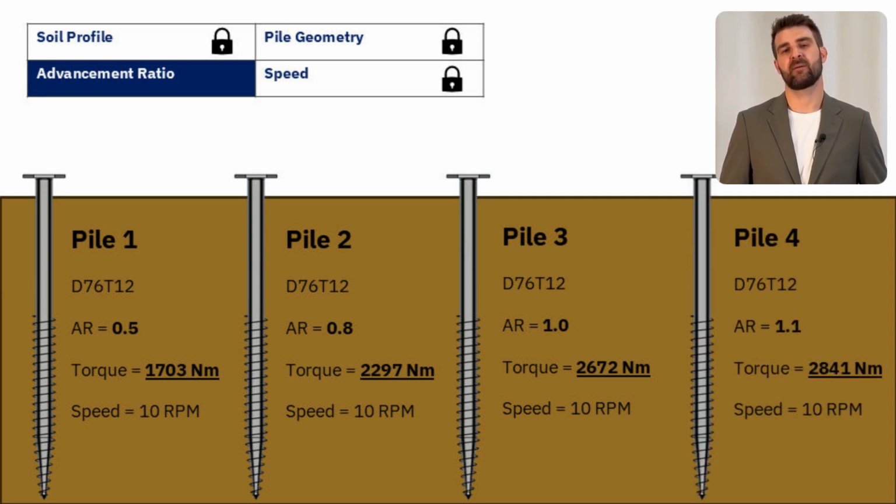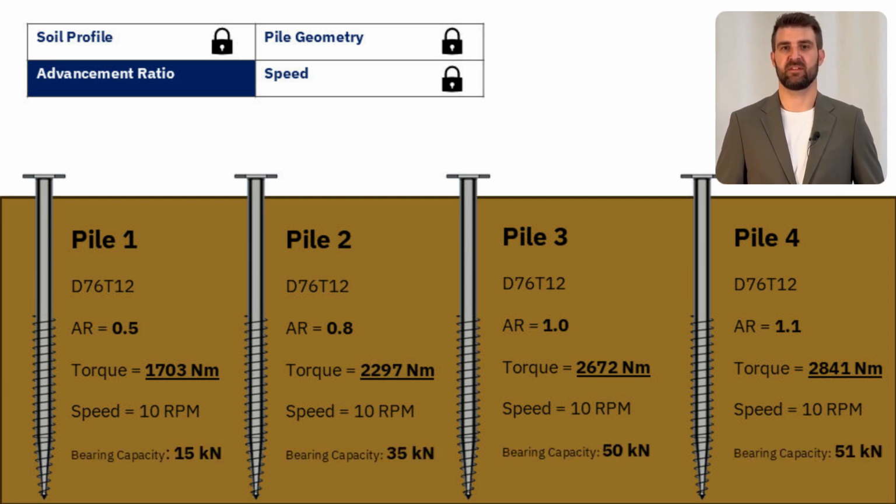And then the last pile, pile 4, was installed with an advancement ratio of 1.1, meaning that we are pushing it a little bit into the ground compared to rotating it in. It measured a torque of around 2,800 Nm. And it was of course also installed at 10 RPM.